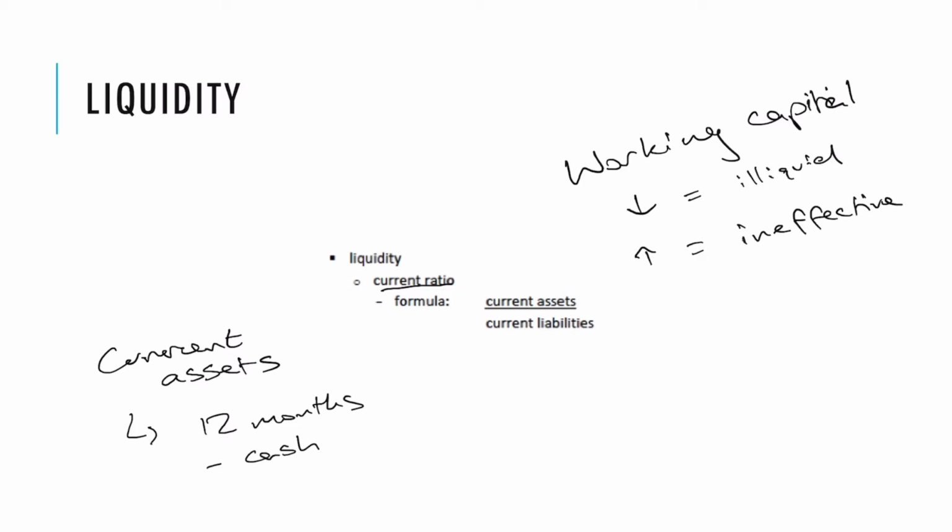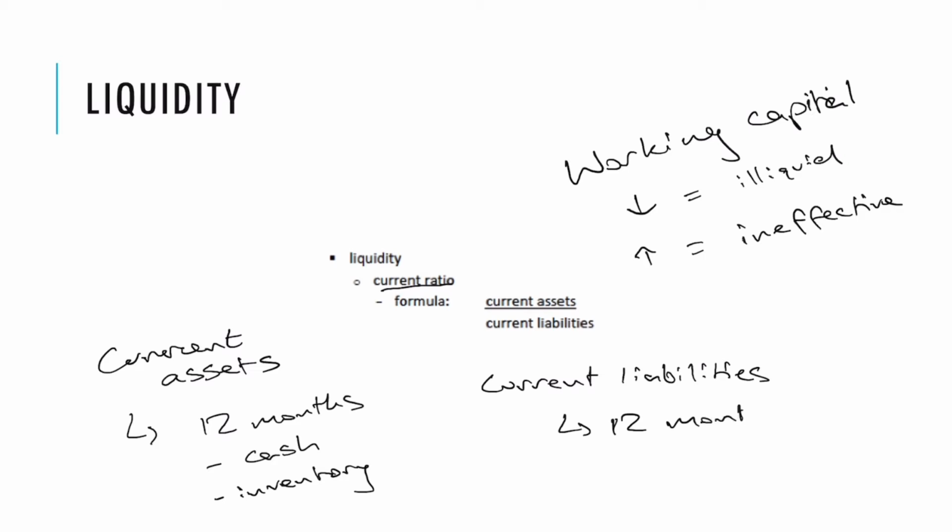Examples might be any cash at bank the company might have, or something like inventory as well, because we would assume that a company is going to sell its inventory within 12 months. Current liabilities then are short-term debts, again, 12 months is the magic number here. These debts are going to be settled within the next 12 months. So maybe a short-term loan, or maybe something like credit card debt.